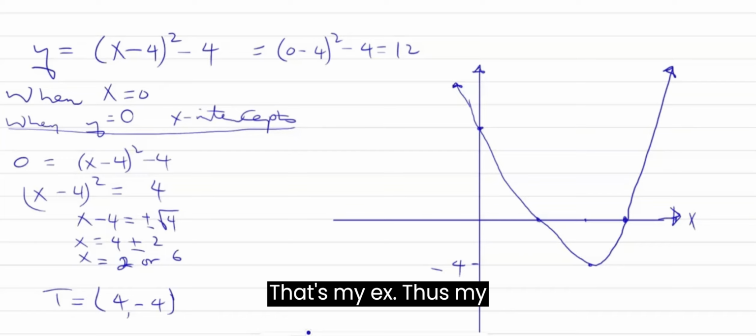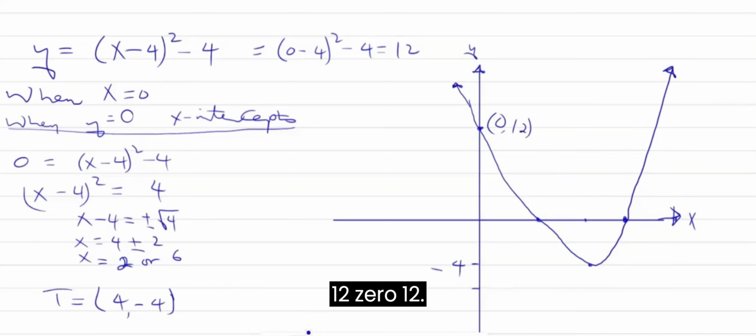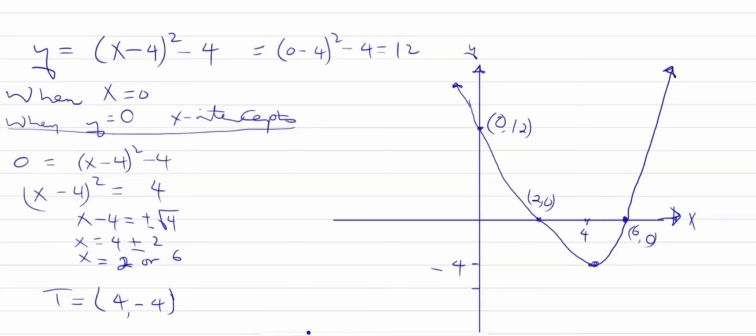That's my x, that's my y, and the coordinates for the y-intercept are 0, 12, the x-intercepts are 2, 0 and 6, 0, and that's my turning point, which is 4, -4.